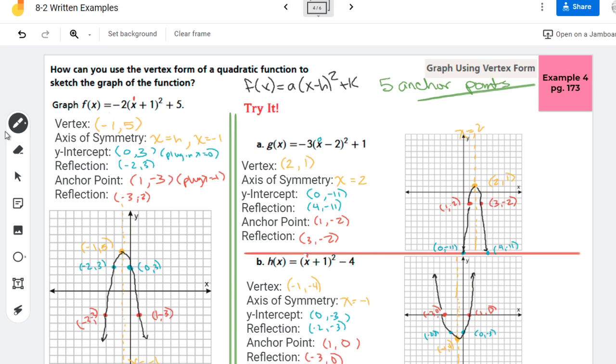So there we have it, guys. That is graphing using vertex form. Until next time.